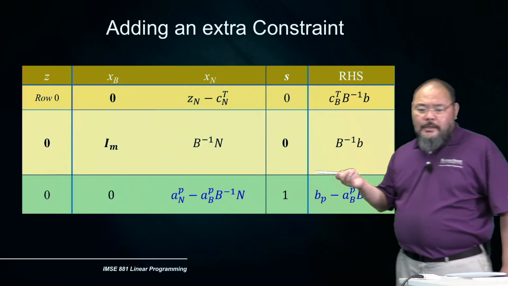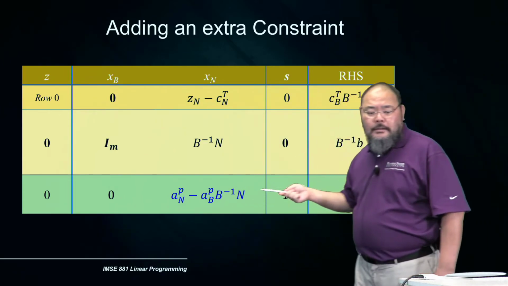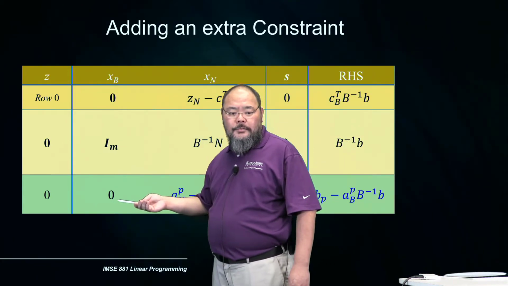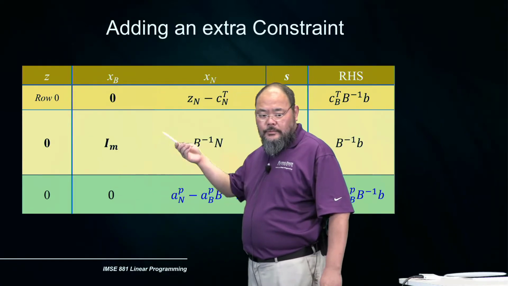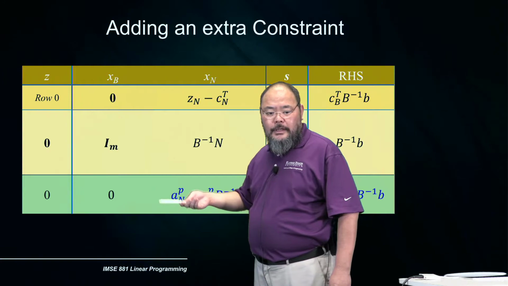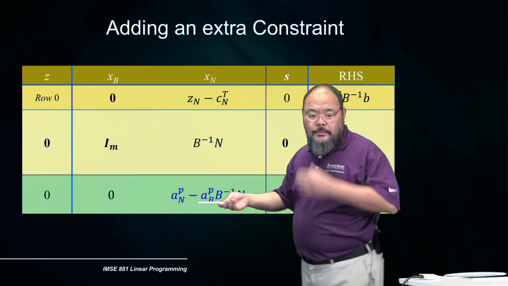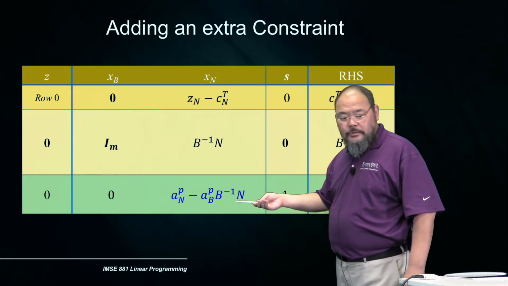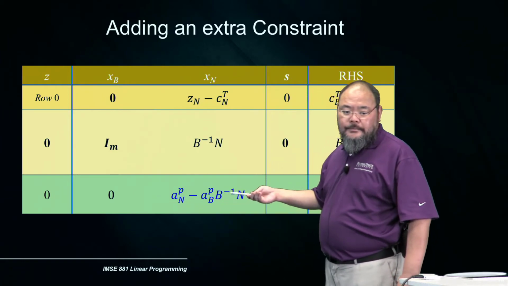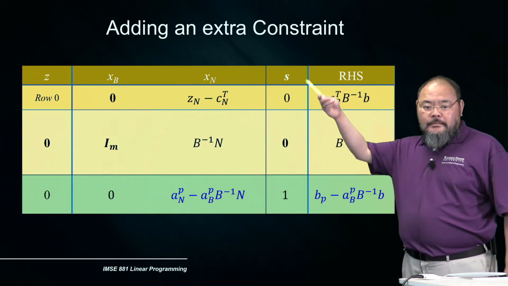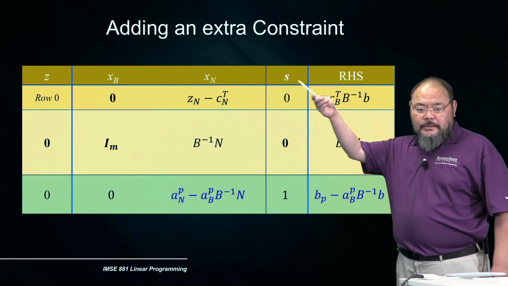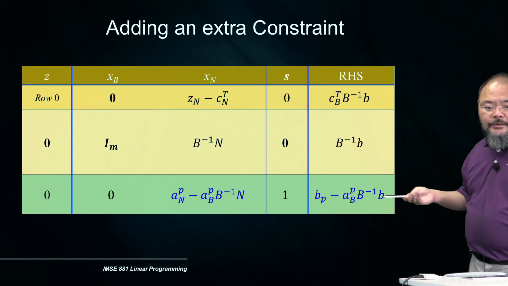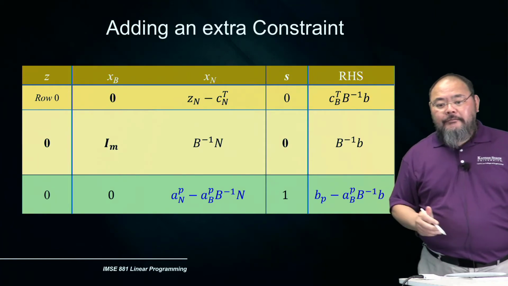basic solution. Since we're adding the new constraint at the bottom in the green area, there's one row only. This portion will be 0, since we want to maintain this identity column, and the non-basic portion of the new row will be equal to this. Currently s is the default basic variable for this new constraint, and then for the corresponding right hand side, we just have to check if it is non-negative.